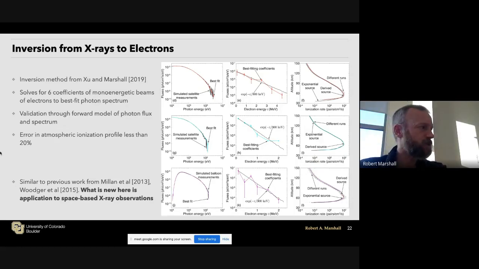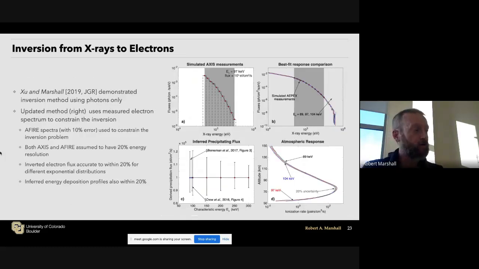This type of inversion is not new. We didn't invent this method. Robin Millan and various others have applied this to the BARREL data. The only thing that we've done new is apply it to measurements at satellite altitudes. Now, this was done early on before we added a particle detector.